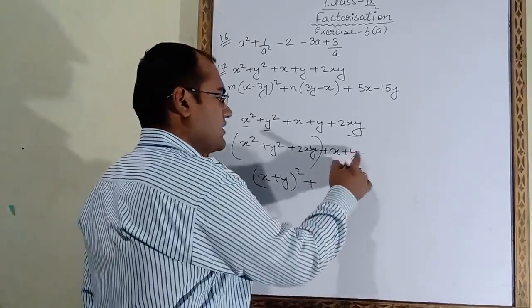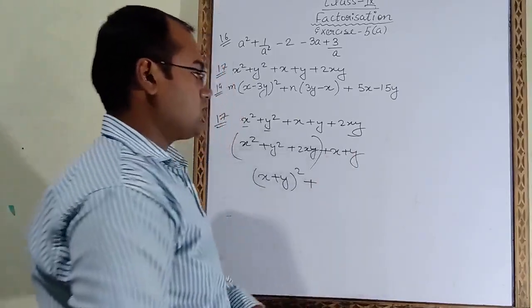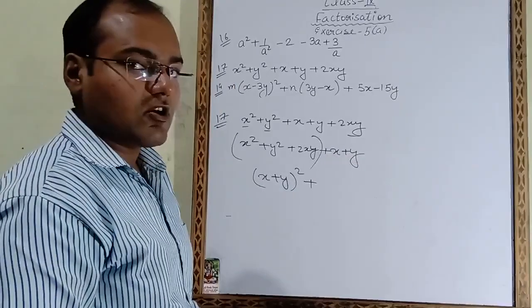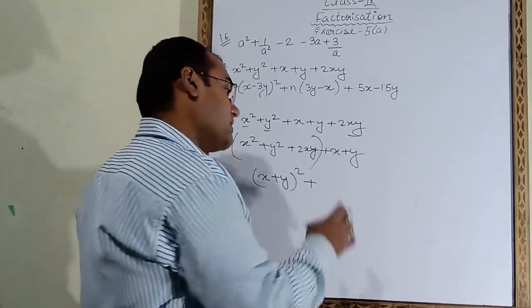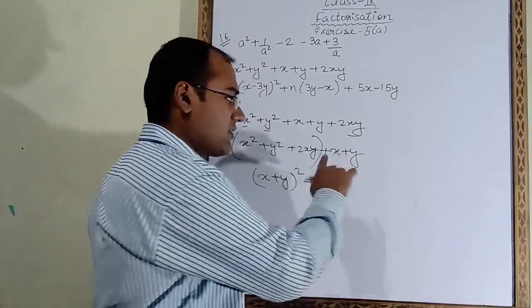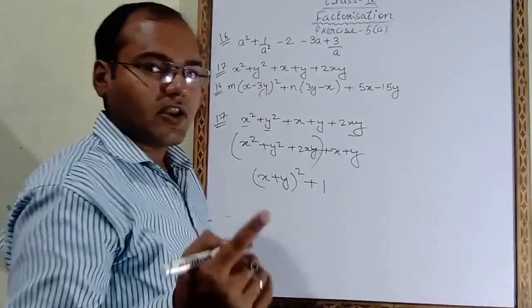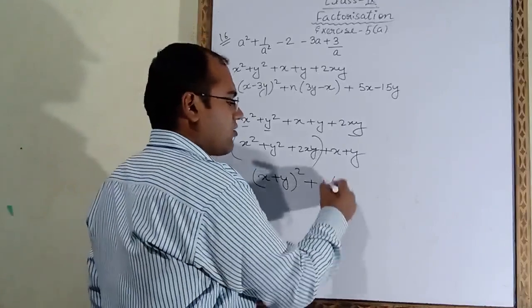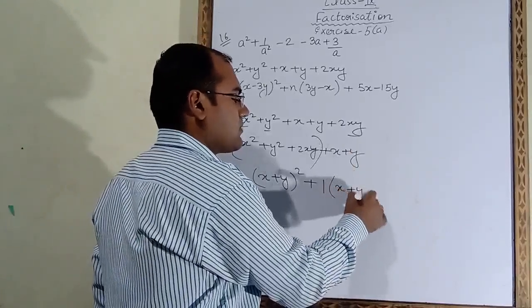Plus this one, nothing is common from these two. This is x and this is y. Nothing is coming common. So in this case what you have to do, you have to take one common. If nothing is common in these two terms, you have to take one common. And when we take one common, the remaining term will be the same, x plus y.